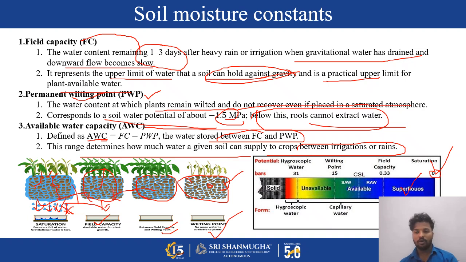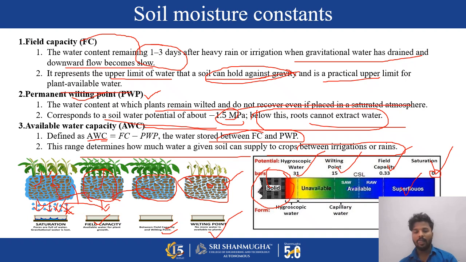Then at 0.33 bars, that point is called field capacity. Then 15 bars is called the wilting point. Then 31 bars is called hygroscopic water. Above the hygroscopic water, there is no water present. That's why the soil is in the solid condition.